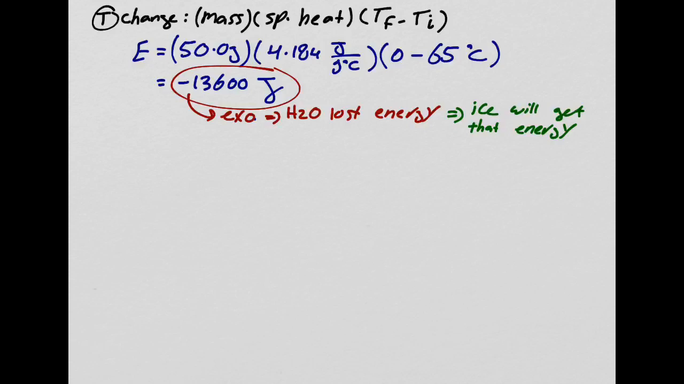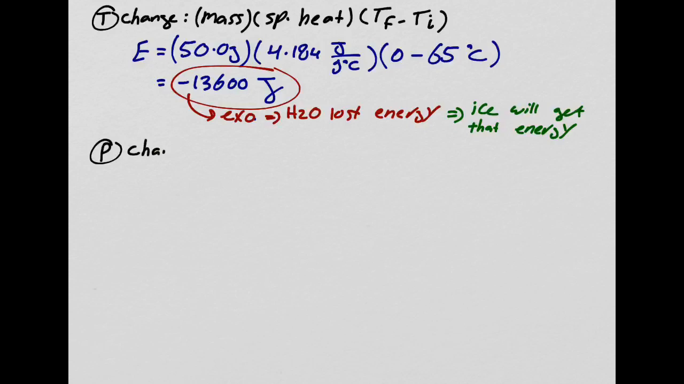That one loses, the other one gains. Water lost the energy, is an exothermic reaction, is going to release the energy. Who gets that energy? Ice will get that energy. Now, when ice gets that energy, what is it going to do? It's going to melt. Ice is going to get that energy and then is going to melt.